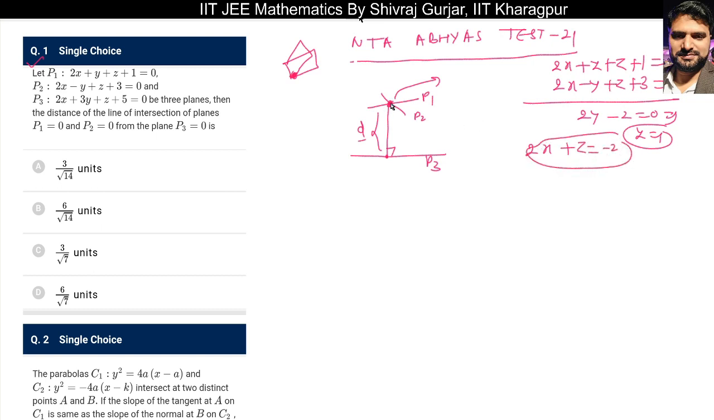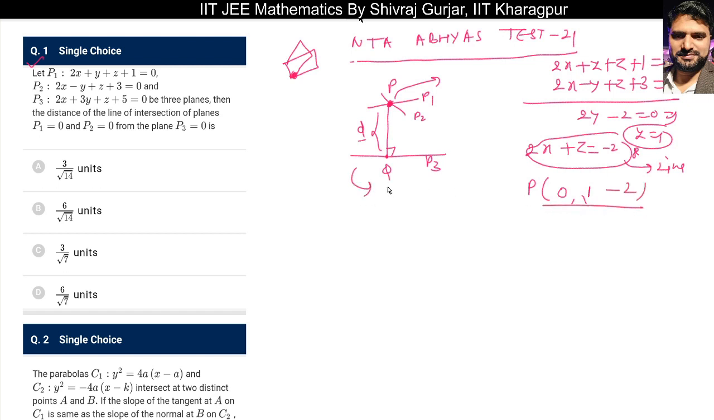So let us take any point here. These two planes will intersect in this line: 2x plus z equals minus 2 and y equals 1. This represents a line. Okay. So let us take a point. Let us say this is some P and this is Q. So P will lie on this line. So y will always be 1. Let's take x0, which will make z minus 2. So this is the point.